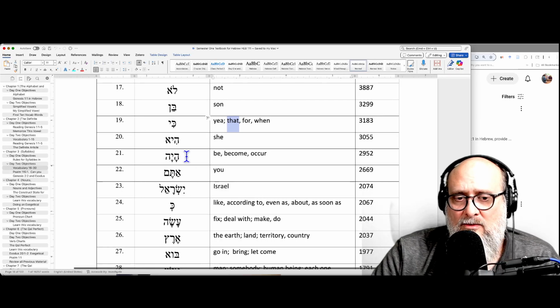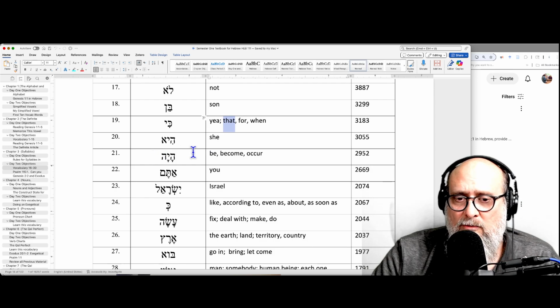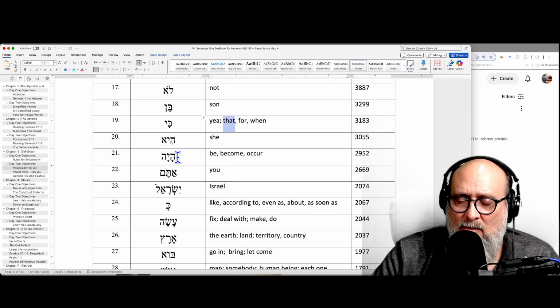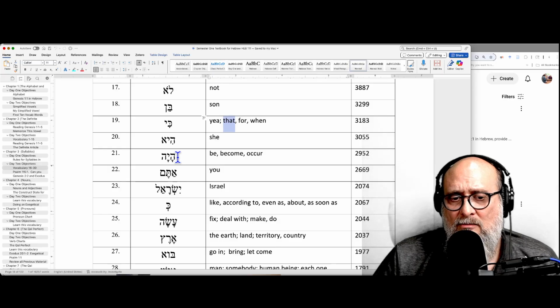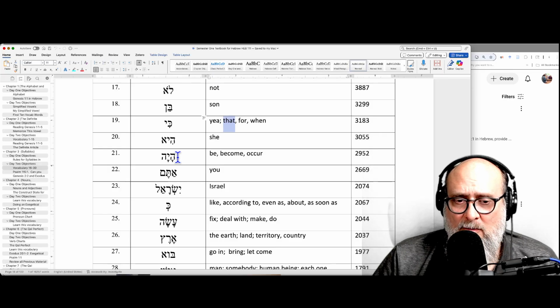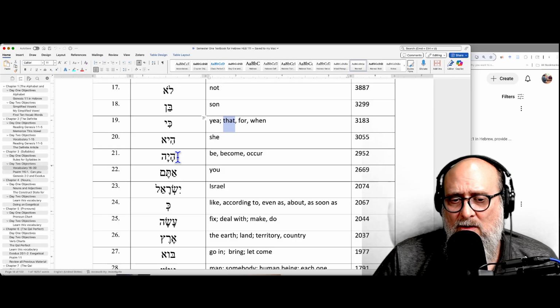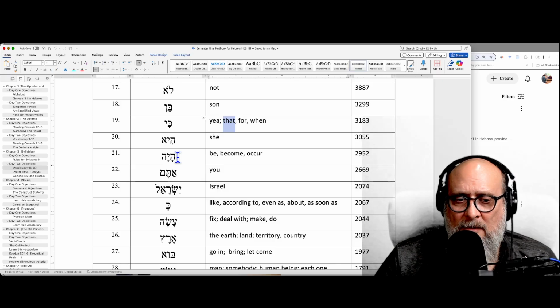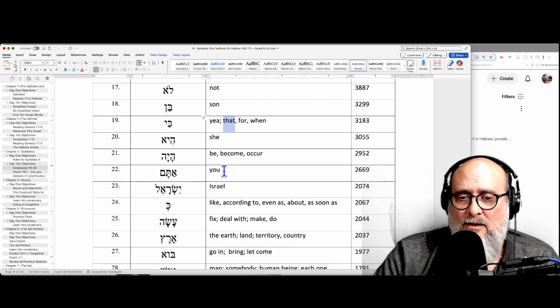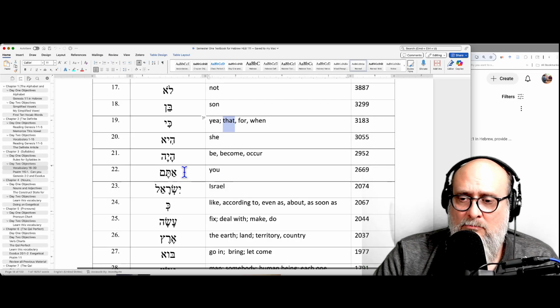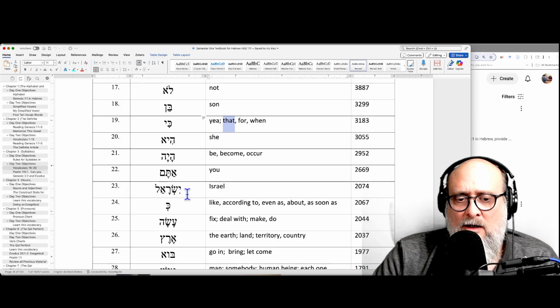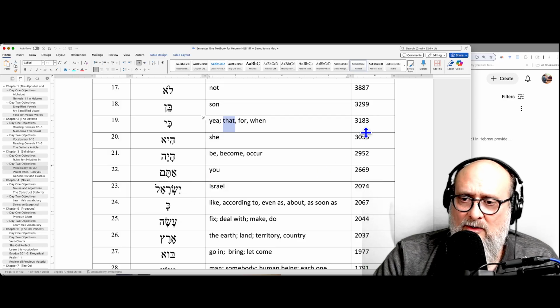Haya is the triradical root for being, and the Tetragrammaton is probably related to this. I am who I am, and the Tetragrammaton kind of looks like the verb: he is who he is, he was who he was, he will be who he will be. Atem is you, the masculine plural form of you. And you can see all these words are appearing thousands of times.